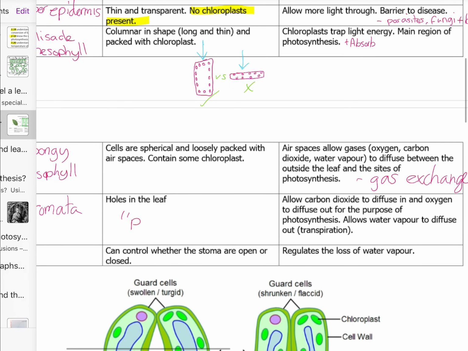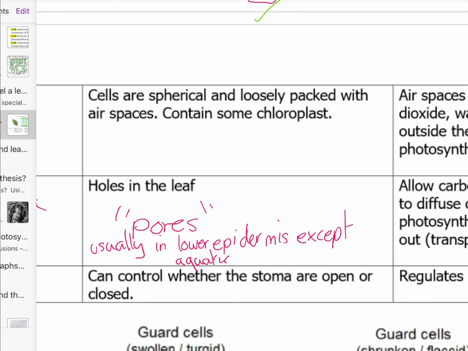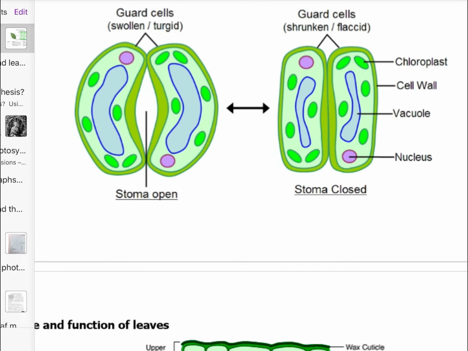That gas exchange happens through the stomata, which are the holes in the lower side of the leaf, often called the pores, and this will allow carbon dioxide and oxygen to be exchanged, but also is how water vapor is going to exit the leaf. Normally we do find them in the lower epidermis, but with a few exceptions. So leaves where you would find them on top of water, such as lily pads, in that case we might see a slightly different orientation, where we might see the stomata on the top of the leaf instead.